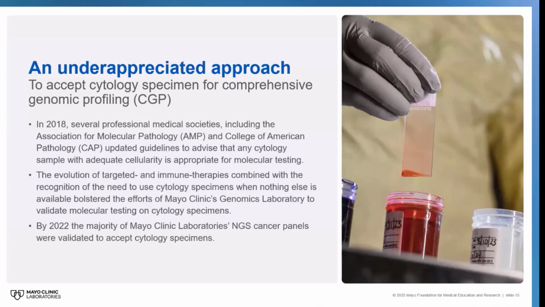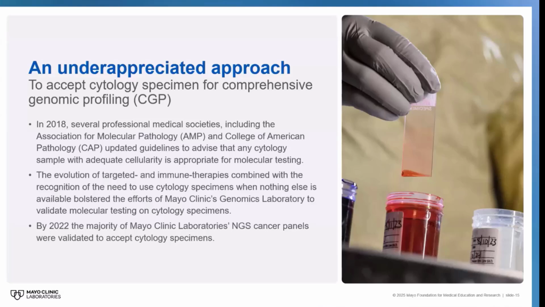So the evolution of targeted immunotherapy combined with the recognition of the use of cytology specimens when nothing else is available pushes us to want to use the cytology specimen, the smears, in our assays. But it's not like we can just use the smears directly in any assay. We have to validate them first because most of the tests were initially only validated for FFPE specimens.